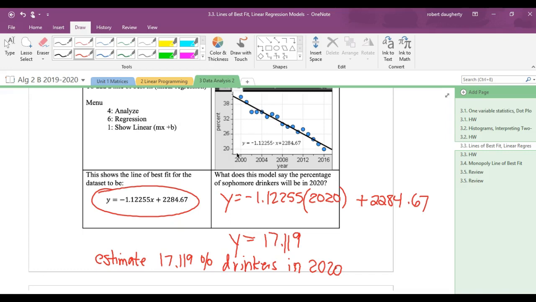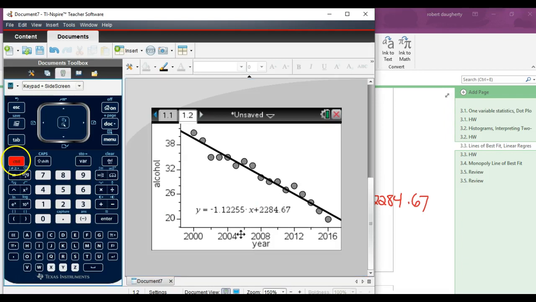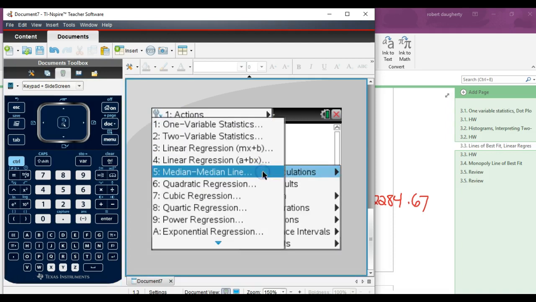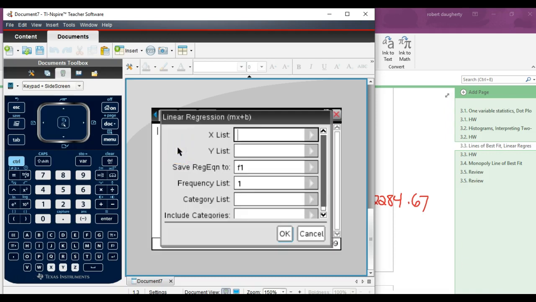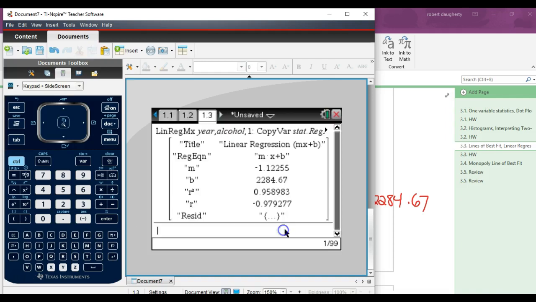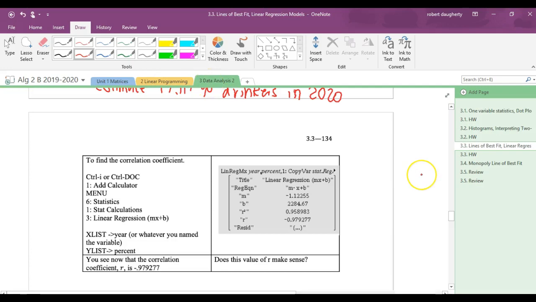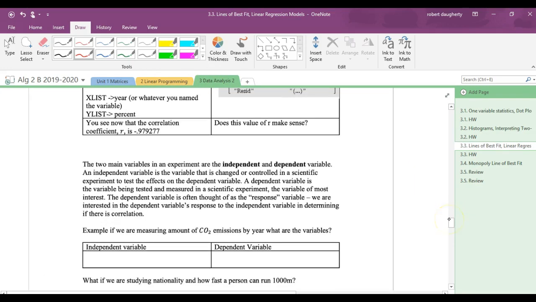To do that, we have to figure out what? What will tell us that? Correlation coefficient. So calculator, menu, statistics, stat calculations, linear regression, mx plus b. My x variable was the year. My y variable was the alcohol. And what's the correlation coefficient here? R is what? Negative 0.979277.